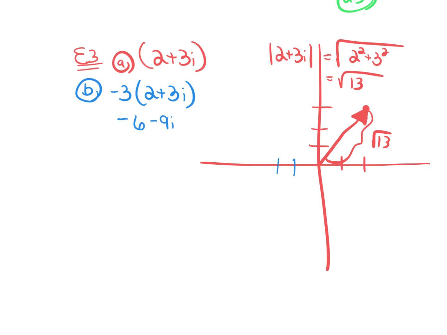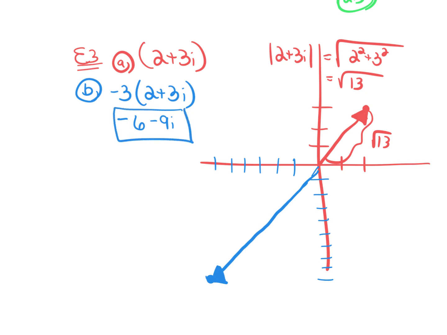Notice what happened here. You're going left and down. Notice you're in the opposite quadrant of where it originally started. Does that make sense? Because we multiplied through by a negative. Yes, right? It's going in the opposite direction. So that is negative 6 minus 9i.